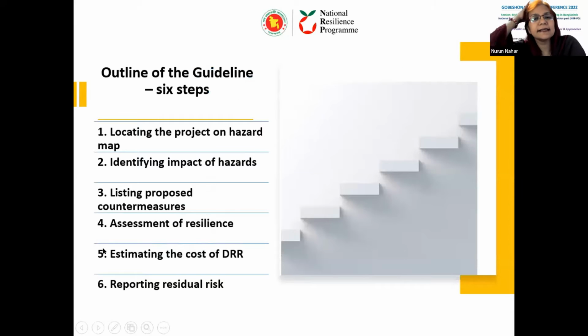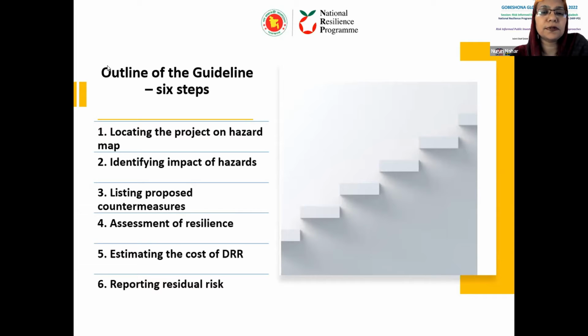Yes, so it has 6 steps. Very simply, as I said, it's a simple and comprehensive tool. The first step is to identify the project in a map. So that means for the DI, we need a map. This map is a hazard map. Planning Commission has developed an atlas to support the previous TA project with the support of ADP. So the hazard maps of 11 hazards are there, and the risks of the hazards are there.